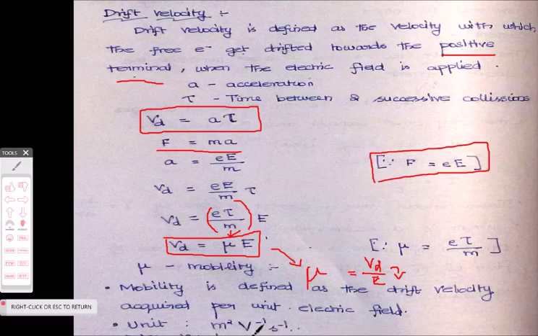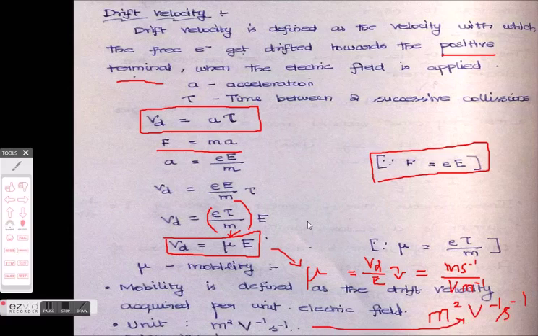The unit for mobility is m squared V power minus 1 s power minus 1. How? See this. For velocity, μ is equal to Vd by E. So Vd is in meter per second, m s power minus 1. For E, we know that the unit is V m power minus 1. So for the unit of mobility, the m power minus 1 goes upwards, giving m squared V power minus 1 s power minus 1. This is the way to derive the unit for mobility.